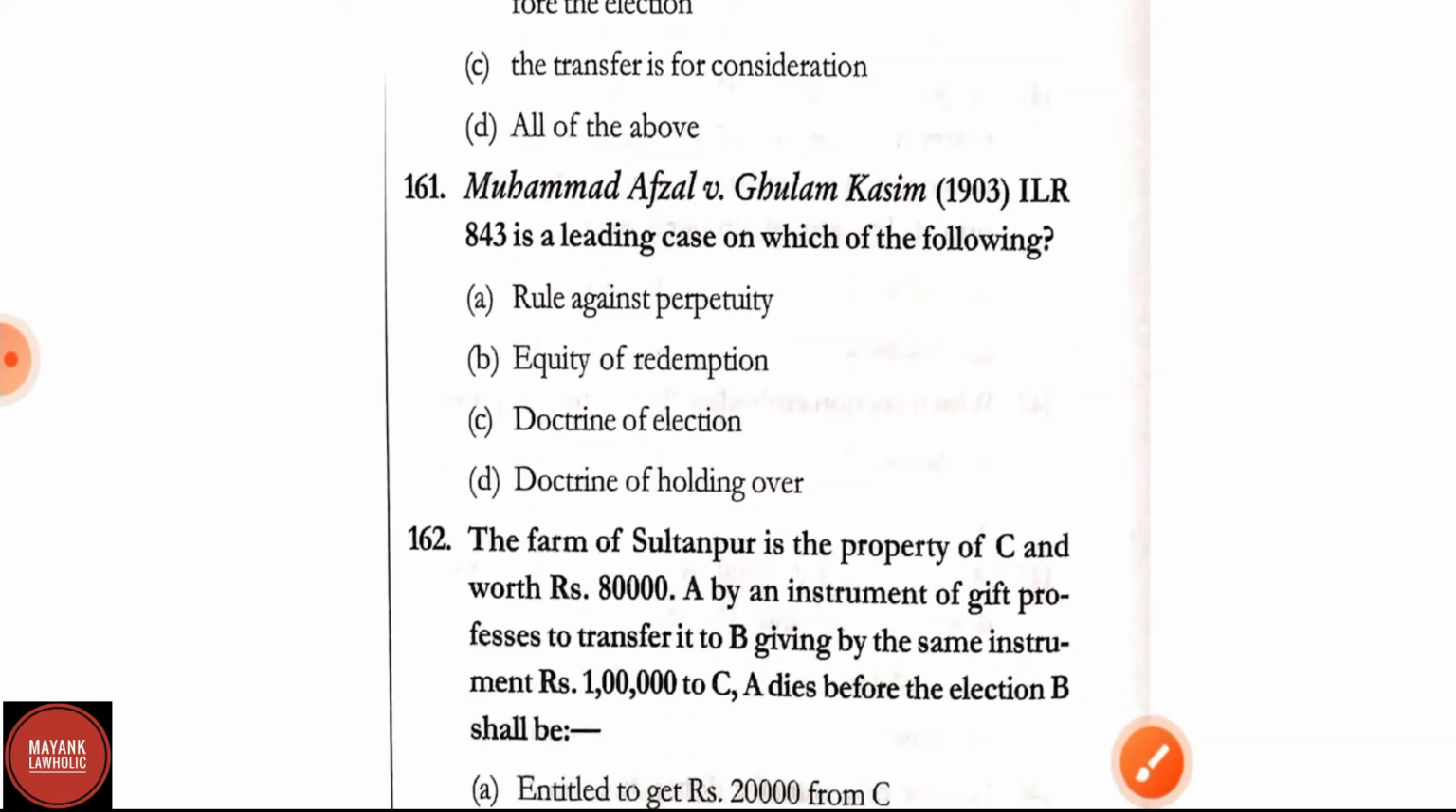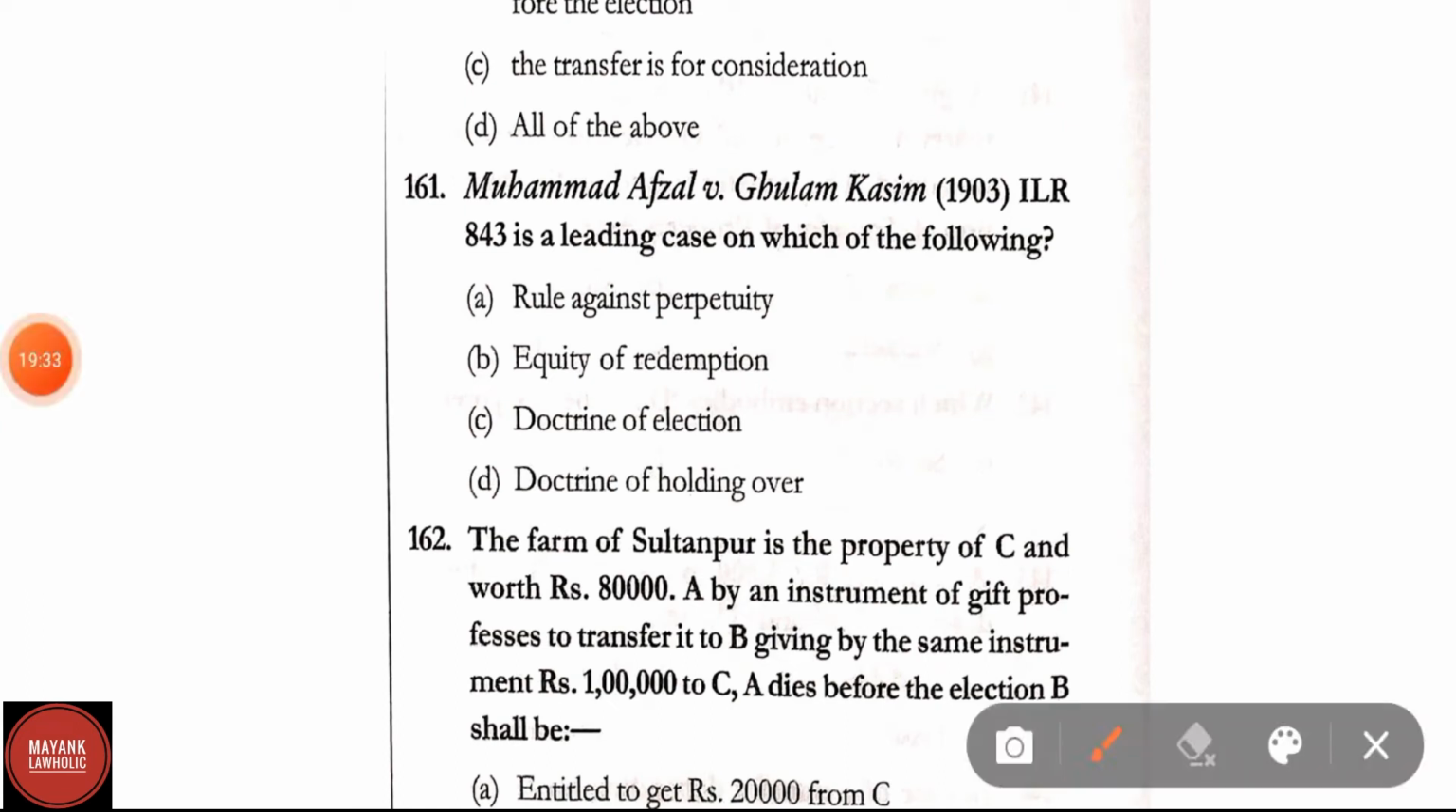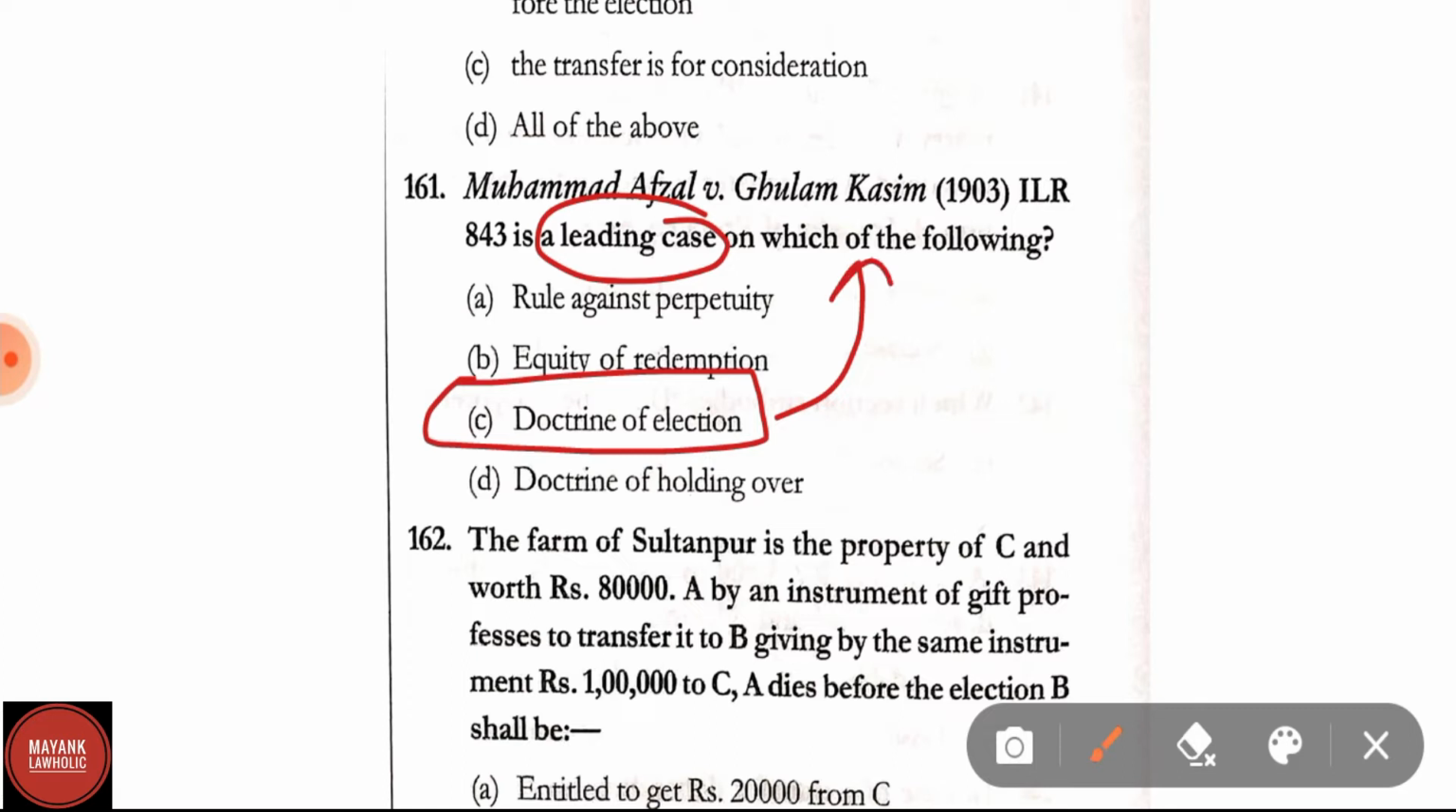Question number 161. Muhammad Afzal versus Ghulam Qasim 1903 is a leading case on which of the following? Rule against perpetuity, equity of redemption, doctrine of election, doctrine of holding over. Correct answer is option C, that is doctrine of election. Muhammad Afzal versus Ghulam Qasim is a leading case related to doctrine of election.